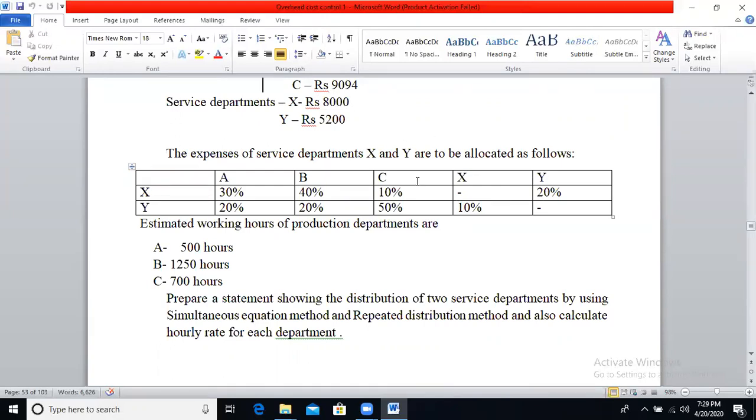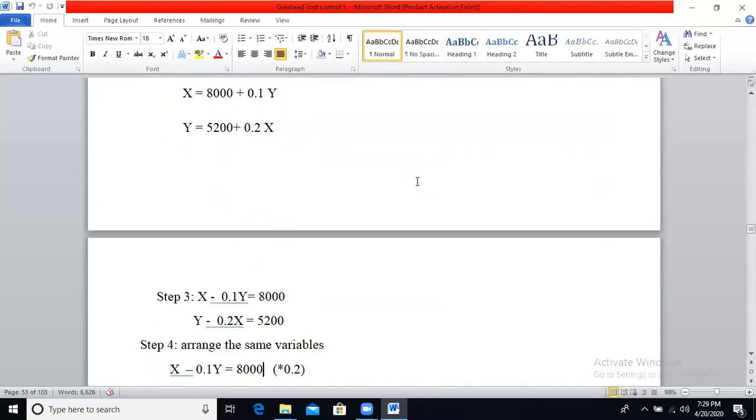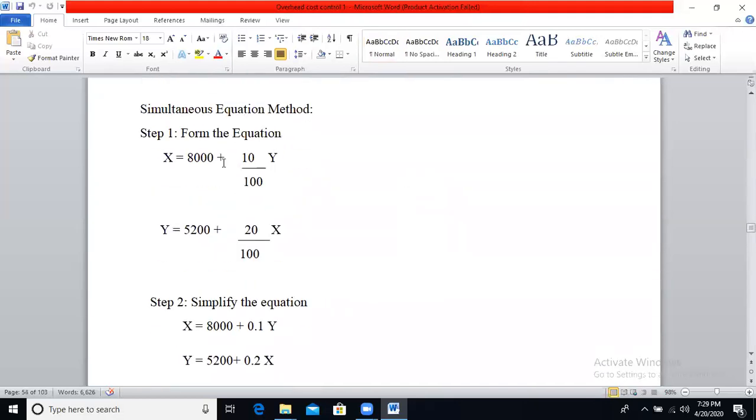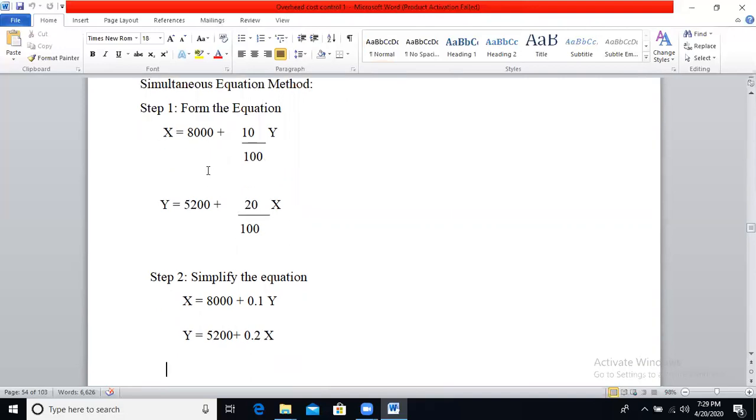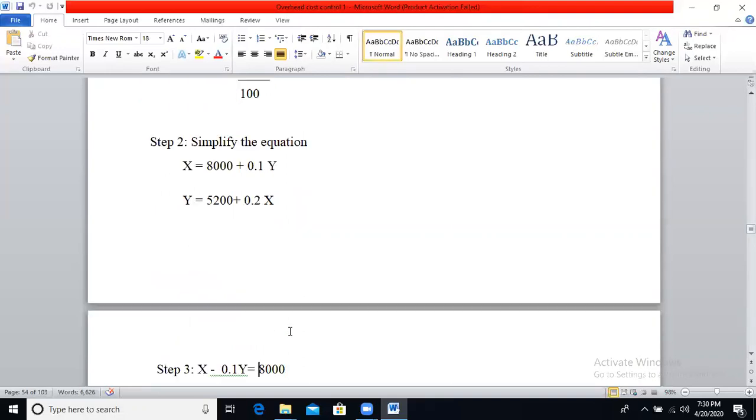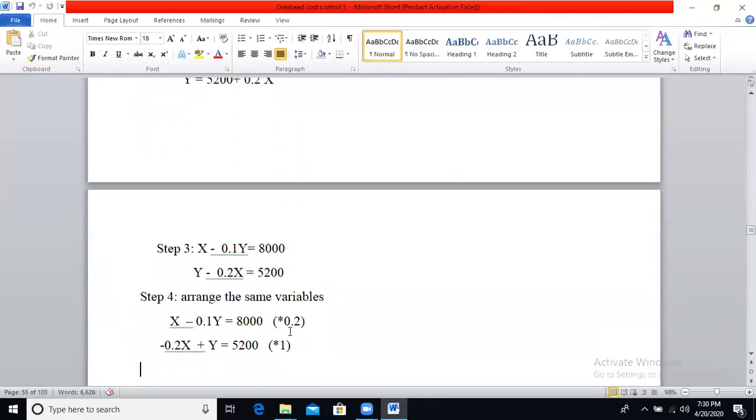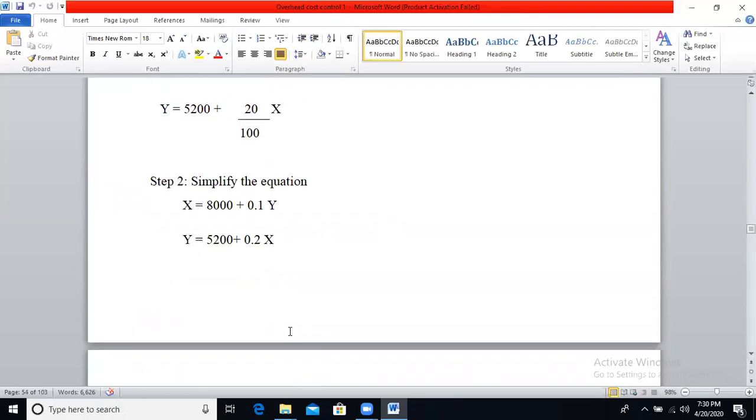Now form the first equation. The value of X will be 8,000 plus 10% of Y. The value of Y is equal to 5,200 plus 20% of X. So the second step is simplifying the equation. So 8,000 plus 10% means 0.1y, and 5,200 plus 20% means 0.2x. Now the next step is to take all the common factors to one side.